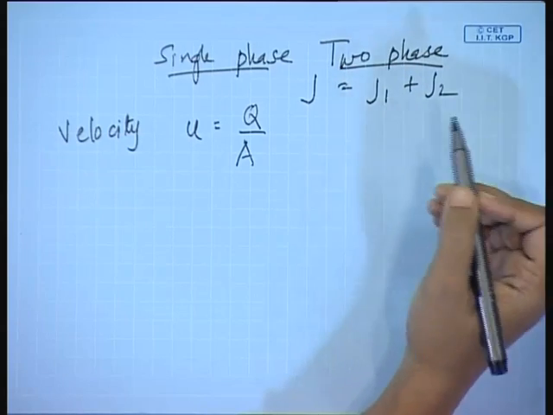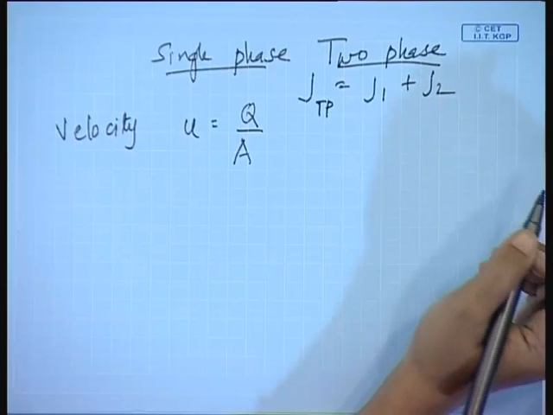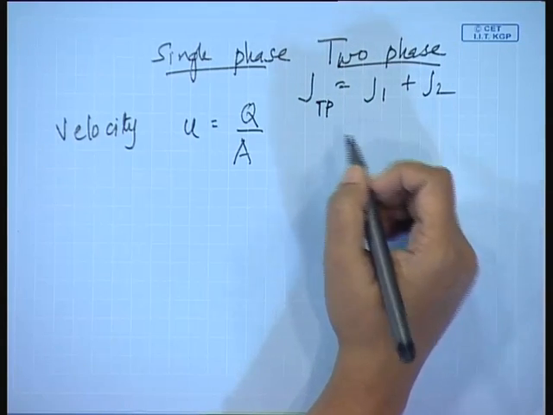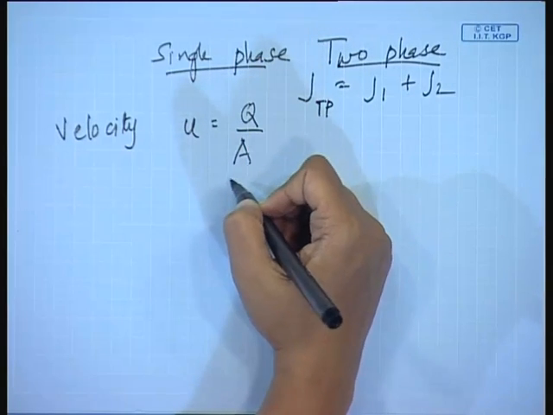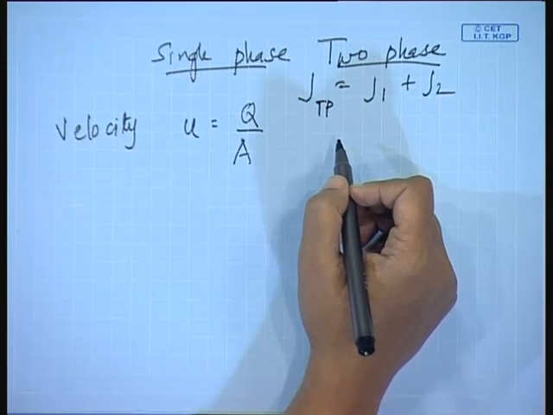Interfacial, instead of one interface, you will be having two interfaces, maybe. Very sorry, it is JTP, very true. Okay. So, therefore, here we have velocity equals to Q by A. In this particular case, what can we have?